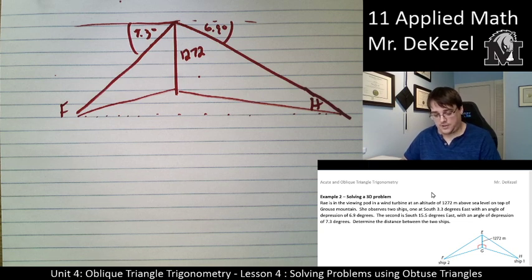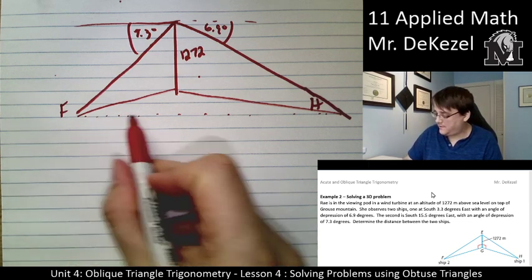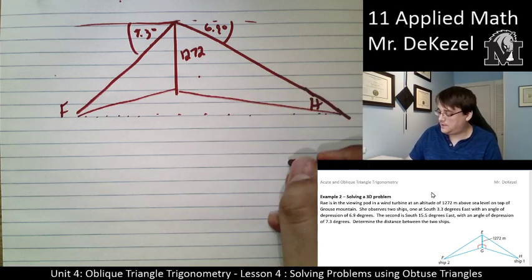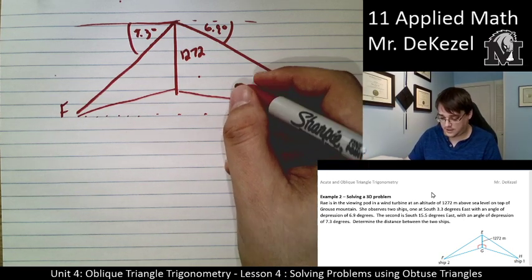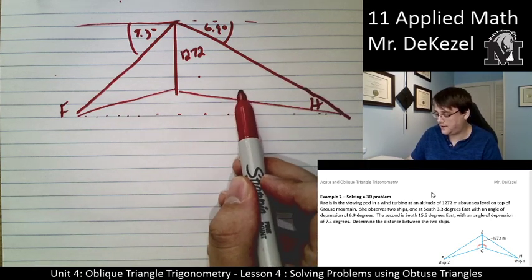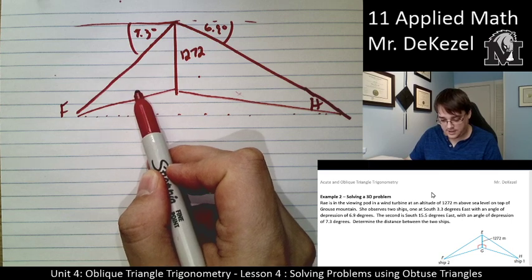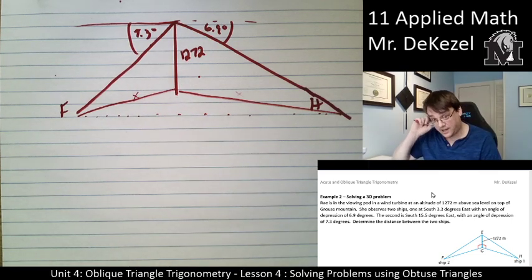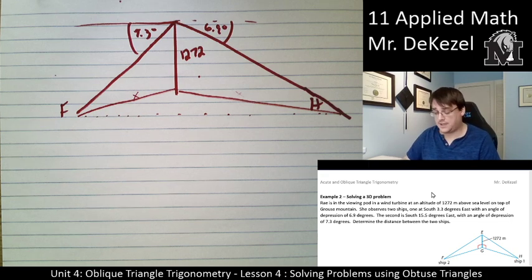What we want to do first, so we want to determine this distance eventually between the two ships, but to do that, I need to be able to find out some things about this triangle first. I know nothing about it. I need to find this side. I should find this side. I could find an angle. That would be very, very helpful. So let's get down into it.